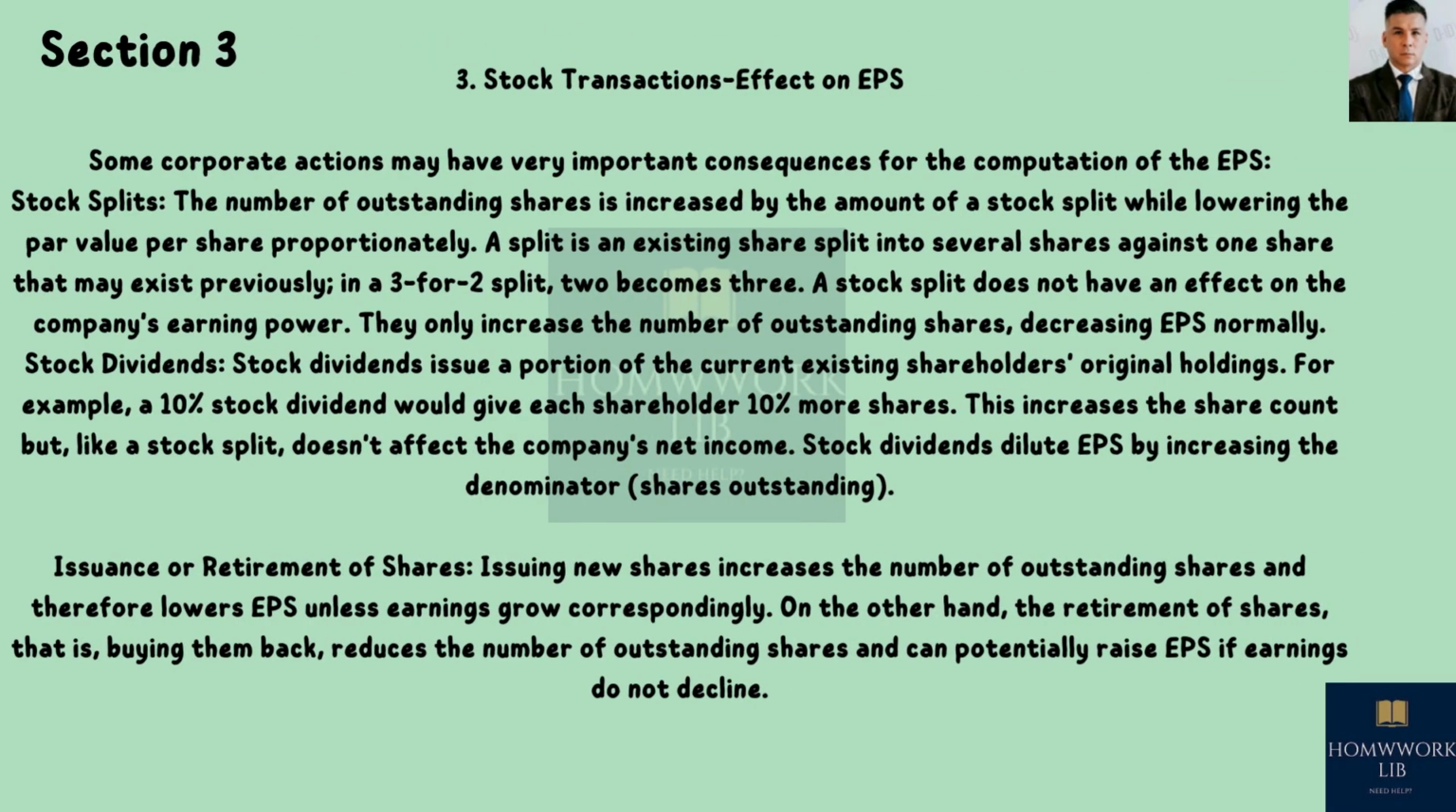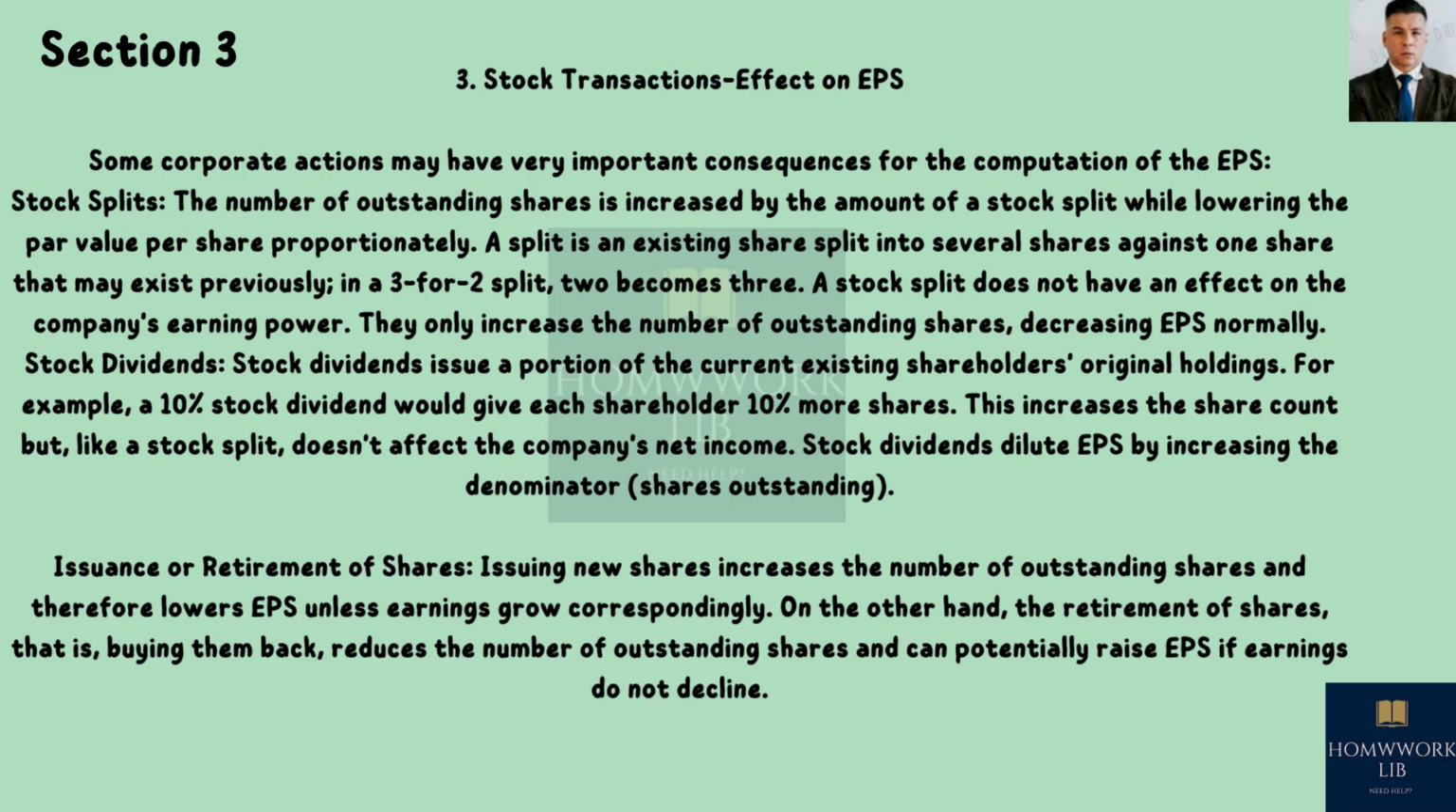Section 3. Stock transactions' effect on EPS. Some corporate actions may have very important consequences for the computation of the EPS. Stock splits: the number of outstanding shares is increased by the amount of a stock split while lowering the par value per share proportionately. A split is an existing share split into several shares against one share that may exist previously. In a 3-for-2 split, 2 becomes 3. A stock split does not have an effect on the company's earning power. They only increase the number of outstanding shares, decreasing EPS normally.